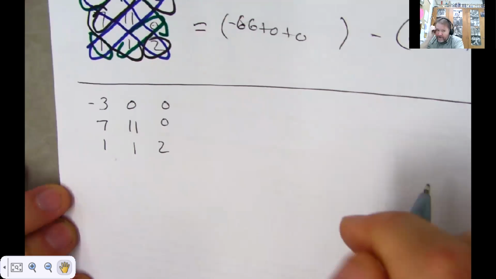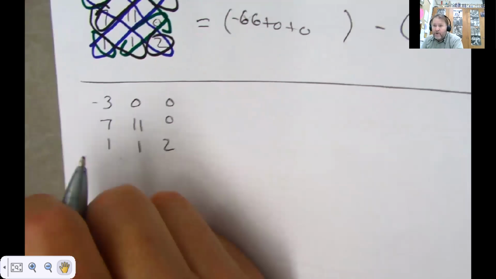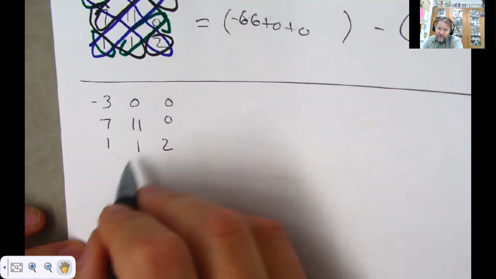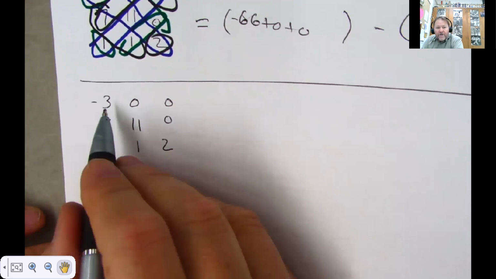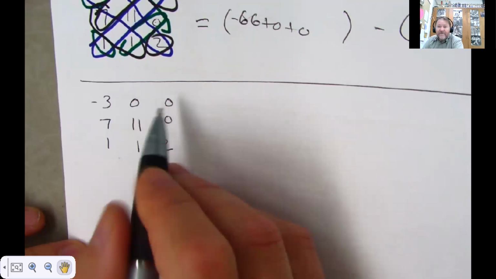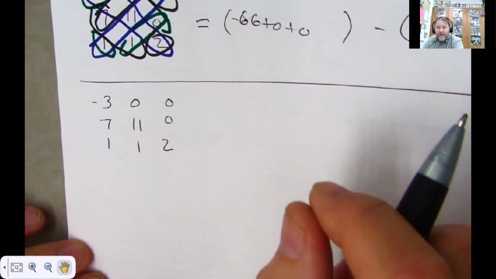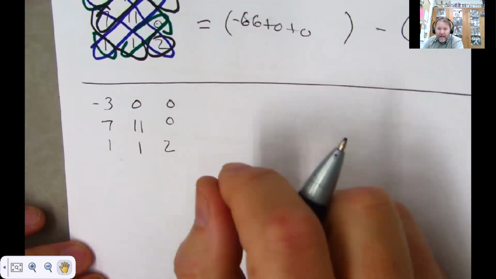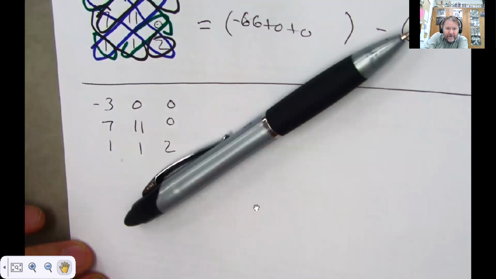All right, what you want to do, and it doesn't matter which row you choose. I think you can choose a column too. I'm almost positive. You want to choose a row that has the most number of zeros because it makes your life easier. Having said that, you can choose any row or column you want. It doesn't matter. So I'm going to hit pause for a second. I want to find something.